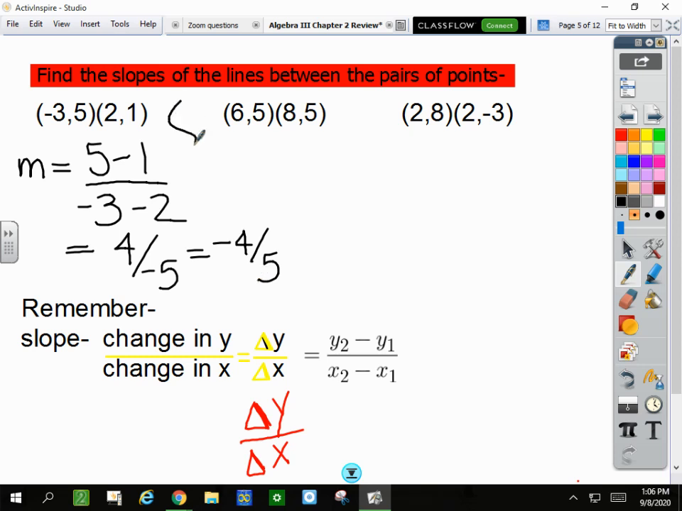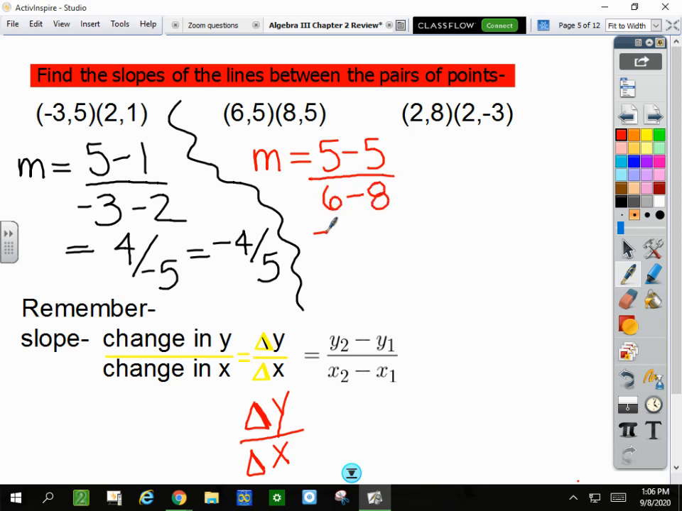Okay, on to the one in the middle. The 6, 5, 8, 5. I'm going to switch colors to keep it distinct. So m equals change in y over change in x. 5 minus 5 is 0. 6 minus 8, 0 over any number is 0. So the slope is 0.